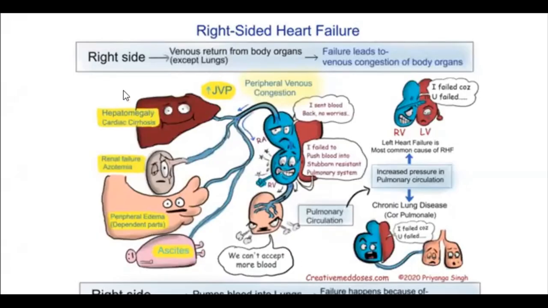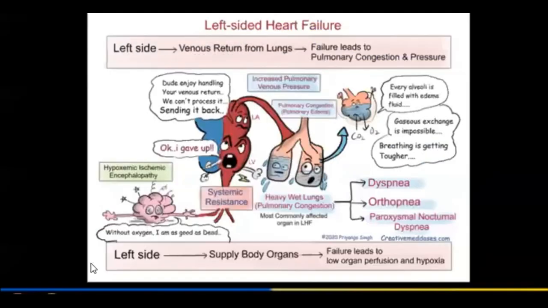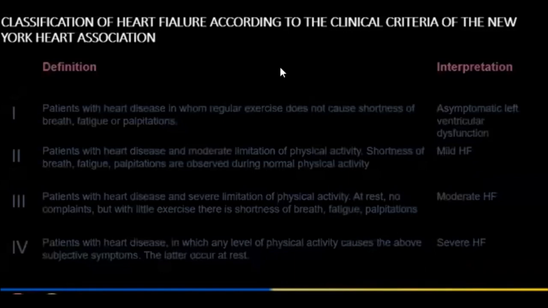And here, for example, on the right side, venous return from body organs, except lungs, failure leads to venous congestion in body organs, and the right side pumps blood into the lungs, and failure happens because of increased pulmonary vascular pressure. Left side heart failure: left side venous return from the lungs, failure leads to pulmonary congestion and pressure, and the left side supplies body organs, failure leads to low organ perfusion and hypoxia.